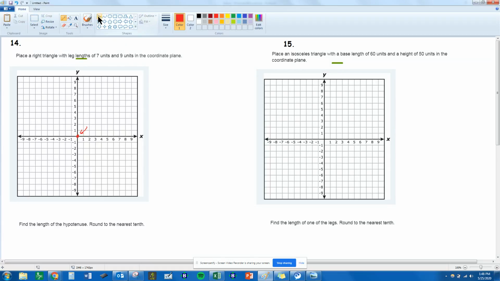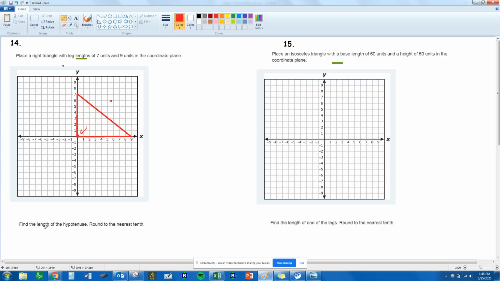So in order to get a right triangle of 7 units and 9 units in length, what I'm going to do is I'm going to put a vertical right here from 0, 0 up 7 units. And I'm going to put a horizontal leg over to the right 9 units. And that's going to be my right triangle. So then I'm going to connect them here. Right. And that's perfect. That's exactly what we want to do. We want to have 7 units on one leg, 9 units on the other, and it's a right triangle.